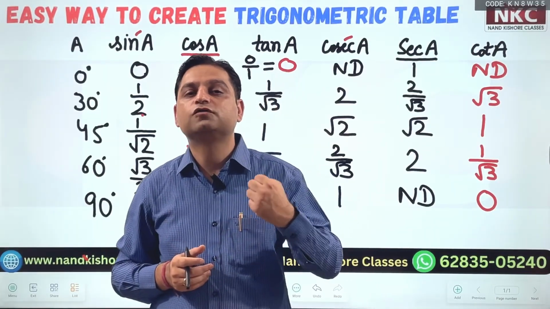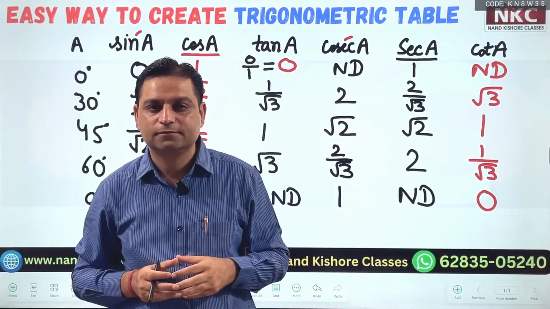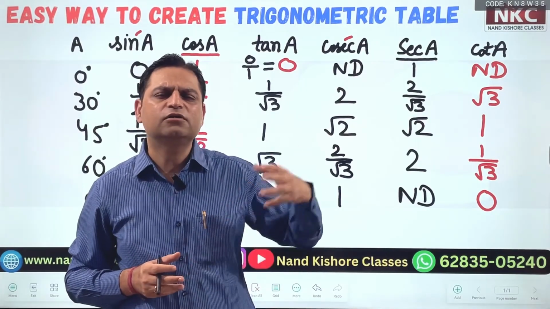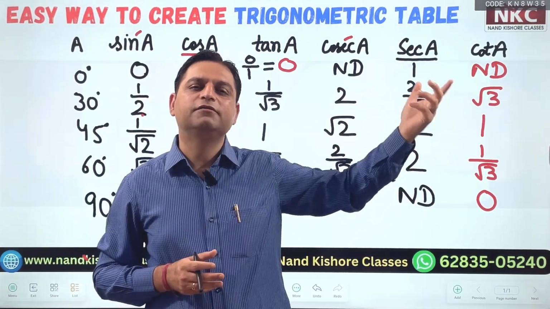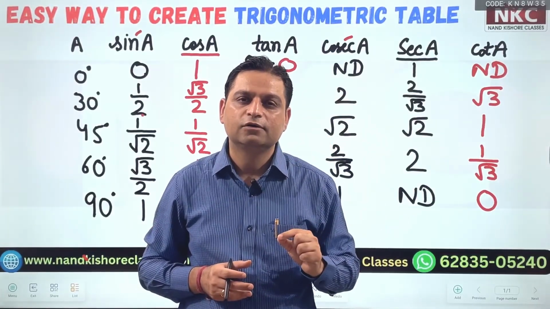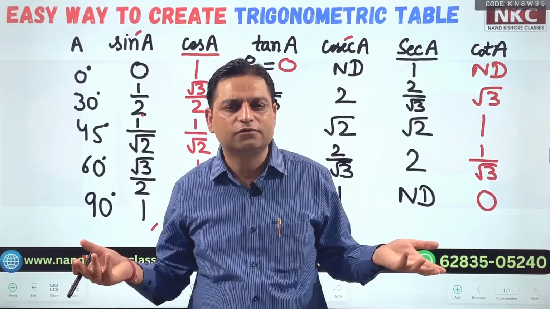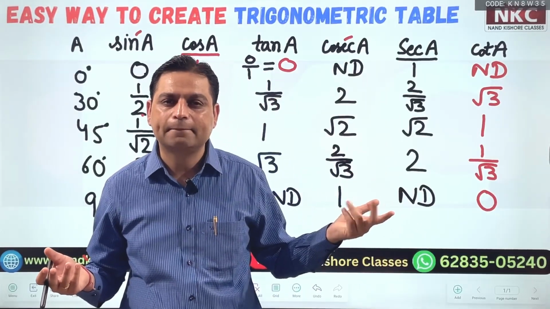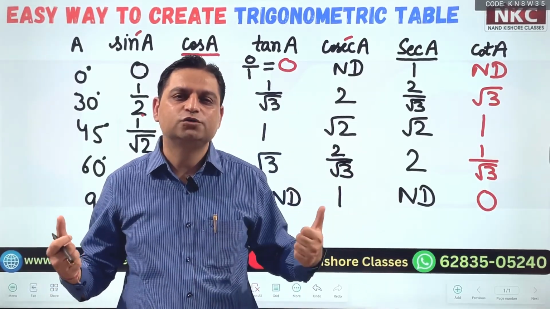Let's suppose somebody asked for cosecant 60 degree. I will not learn cosecant 60. I will just learn sine 60, which is root 3 by 2. Cosecant 60 is just the reciprocal of that. It will be 2 upon root 3, right? So this is the way one should remember.